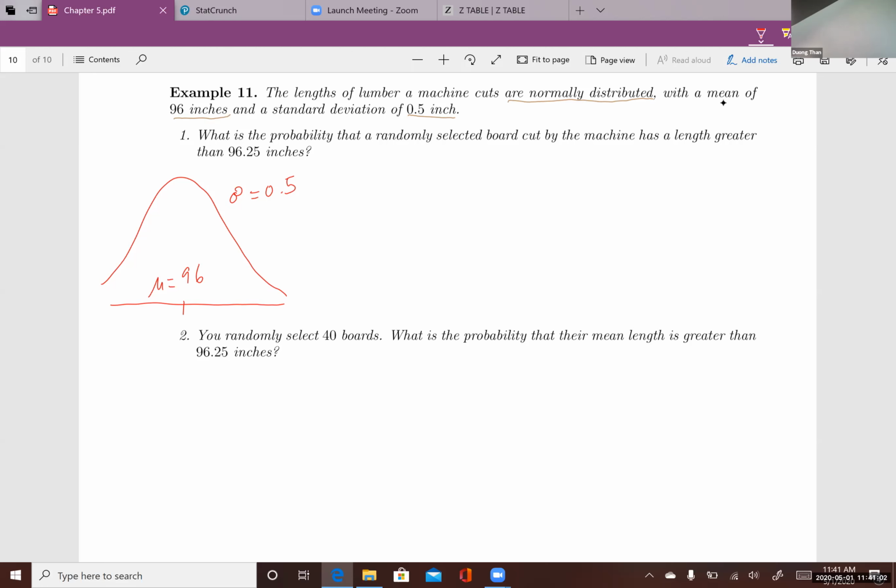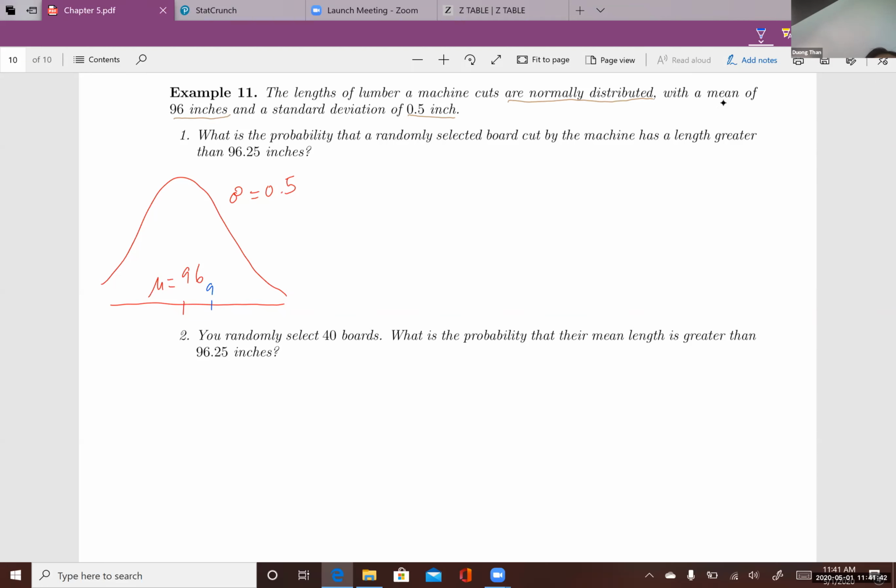So the question is, what is the probability that a randomly selected board cut by the machine has a length greater than 96.25 inches? That means if you just randomly pick a board from all of these boards that are cut by this machine, what is the probability that the board you just picked has a length greater than 96.25?